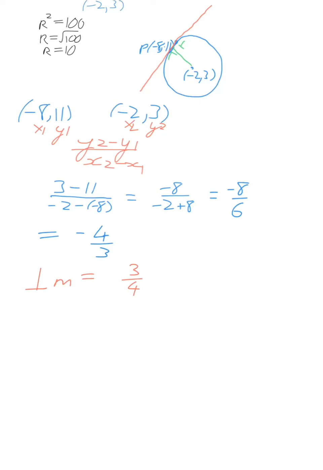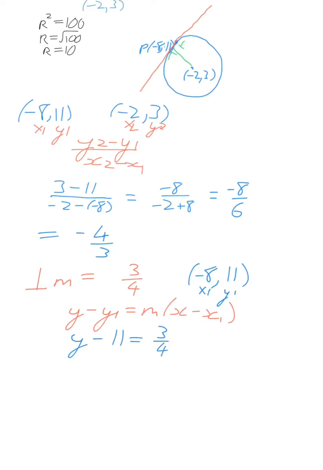Now we have our point, which is minus 8, 11. So again we have x1 and y1. Now our formula: y minus y1 is equal to m times x minus x1. Again, this is in your formula books. So let's sub in now. So we'll have y minus 11 is equal to 3 over 4 times x plus 8.